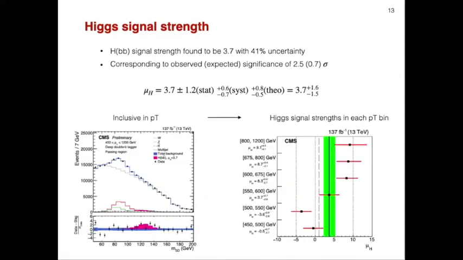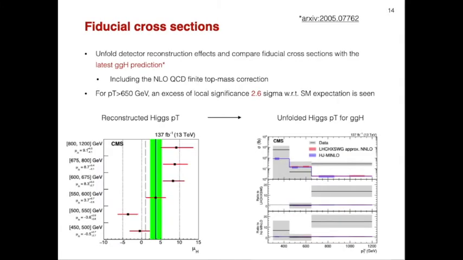So after seeing this small excess, we are interested in whether this excess comes from a particular PT bin. So we compute the signal strength as a function of each of the PT bins. And we found an increasing trend of Higgs signal strength as a function of PT. This is reminiscent of how new physics could enhance the Higgs PT cross-section spectrum.